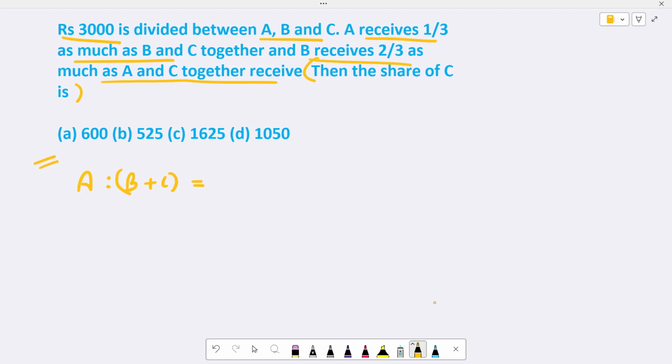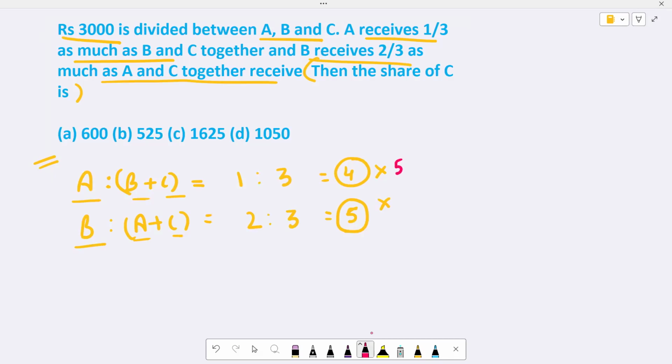So A ratio B plus C will be equal to 1 ratio 3, since A receives 1/3 as much as B and C together. And the next information says that B receives 2/3 as much as A and C receive together. So 2/3 will be 2 ratio 3. Right, and if we add them, we get here 4 and here we get 5. Again, the same case: the sum of A, B and C here is equal to 4 and here is equal to 5. So we need to make these two things equal now. So we can multiply 4 by 5 and 5 by 4, and similarly the other numbers. So we have 4 and 4 here.